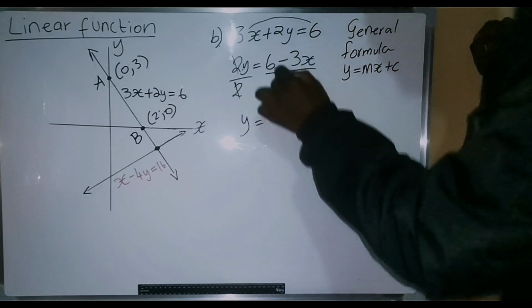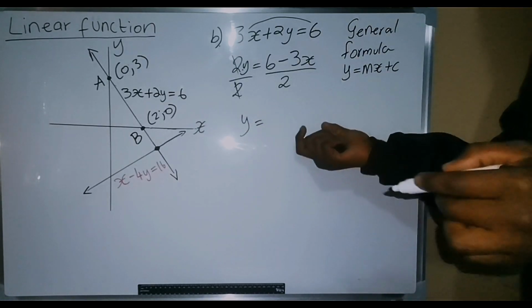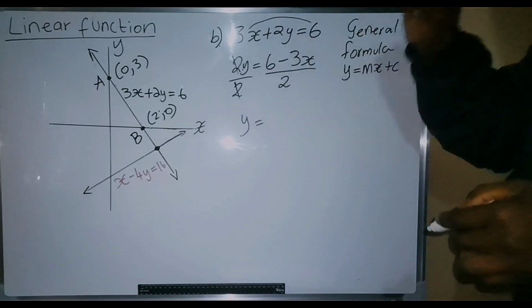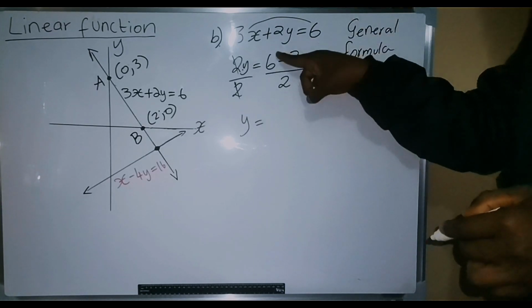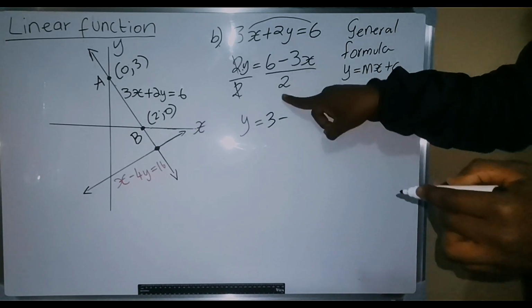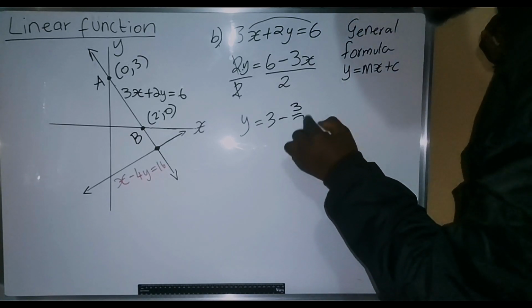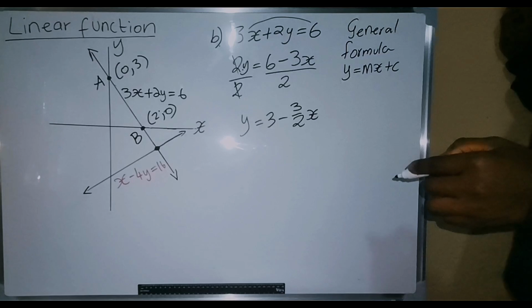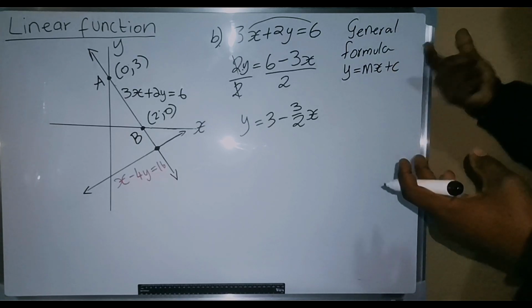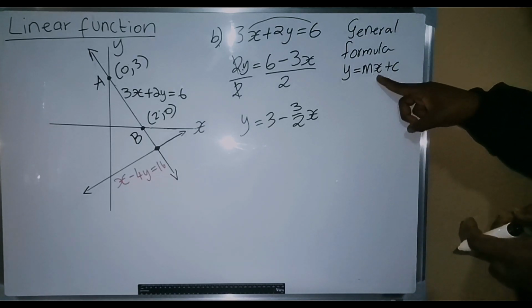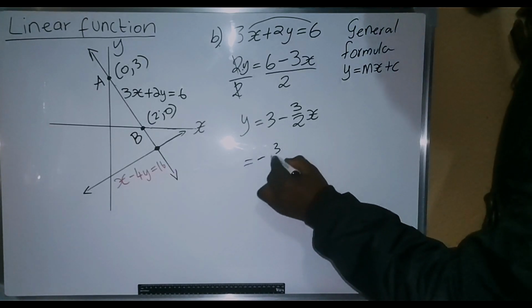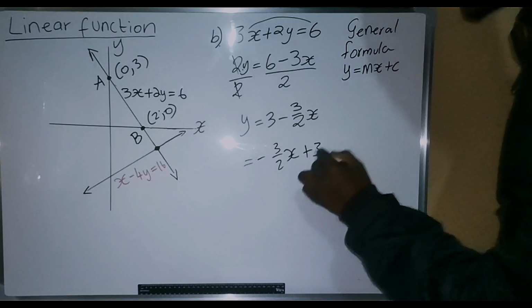Since we are calculating, 6 divided by 2 is 3, and negative 3x divided by 2 is negative 3 over 2x. How you write it will depend on you, but let us write it the usual way: gradient first with x, then the constant c. So it will be negative 3 over 2x plus 3 equals y.